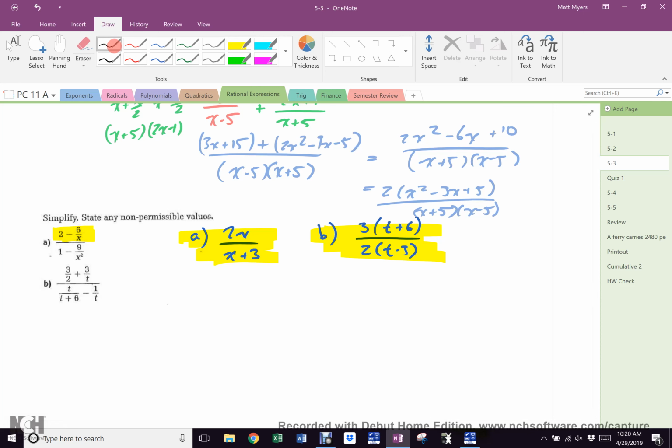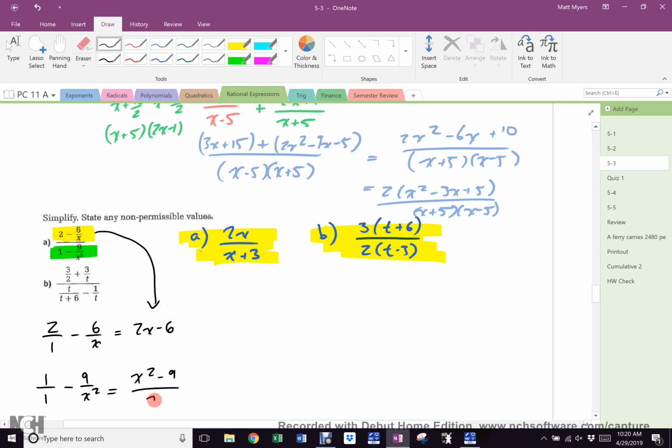There's an X on the bottom. But doesn't that in yellow mean 2 over 1 minus 6 over X? So what's the common denominator? X. So isn't this 2x minus 6? Isn't it? Now all of you know how to do that, right? Okay. And isn't that 1 over 1 minus 9 over x squared? Okay. So what's that? Isn't that x squared minus 9 over x squared?